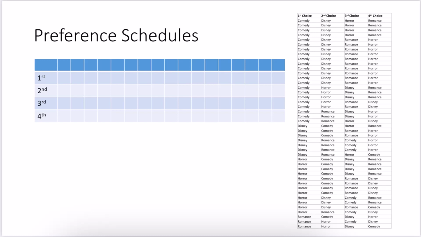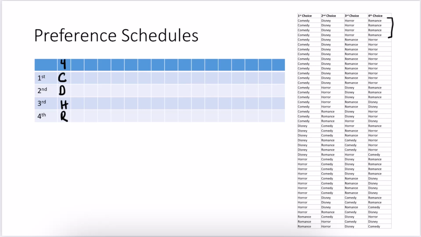Over here on the right, we have a table that represents a preference vote where people voted between 4 different types of movies, or genres of movies. And we can summarize this vote in a preference schedule by looking at which votes are the same. If we look at these first 4 votes, those 4 people all voted in the exact same way. They voted for comedy as their first choice, Disney as their second, horror as their third, and romance as their fourth choice. Since there were 4 people who voted in that way, we record that by writing a 4 above that column.